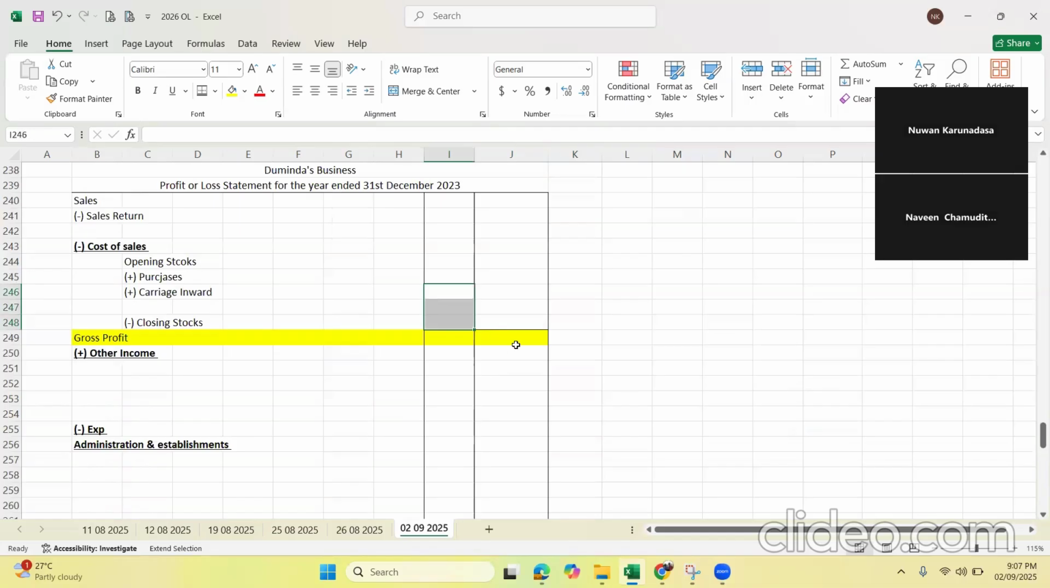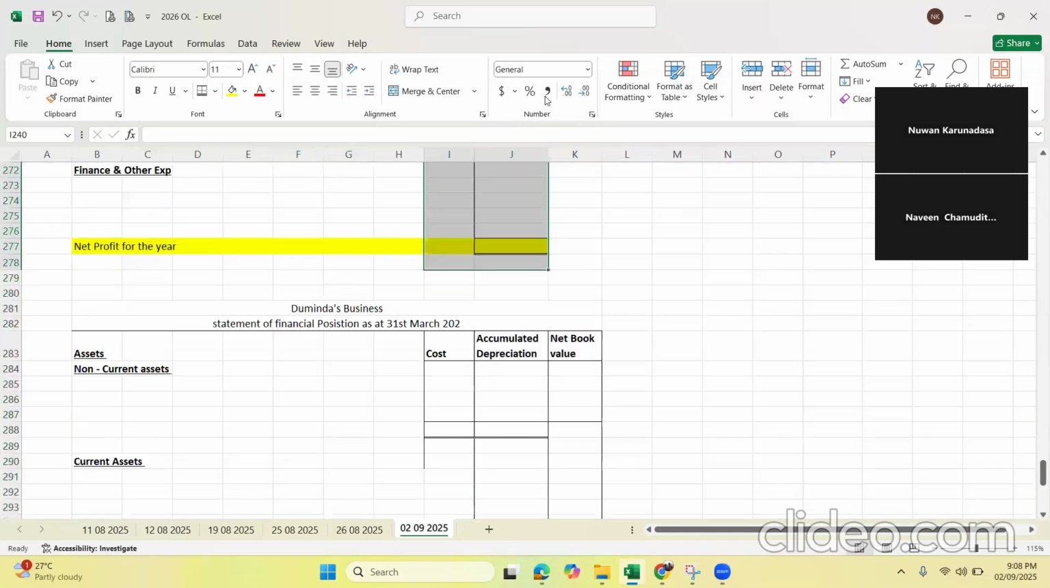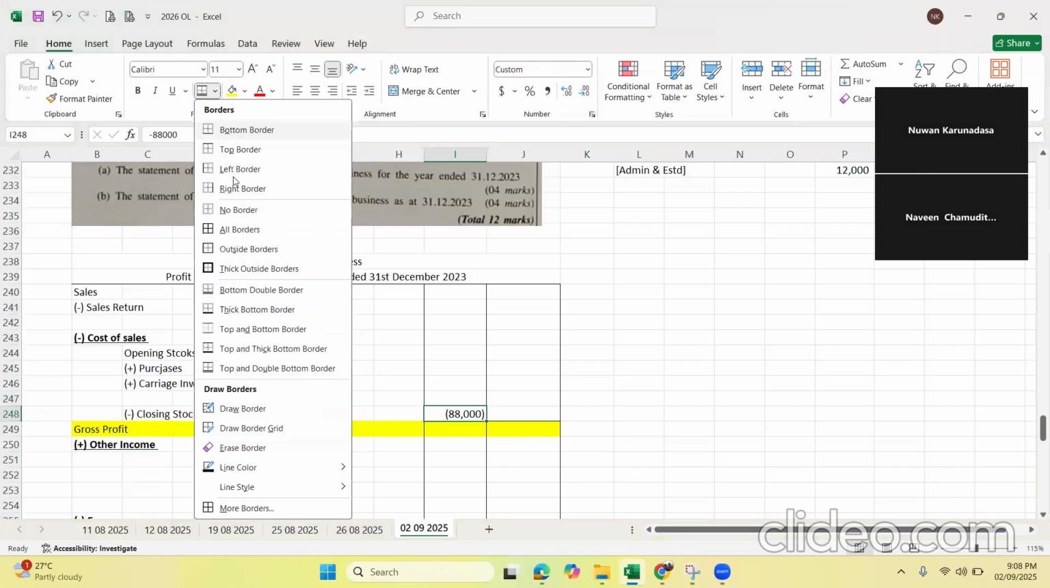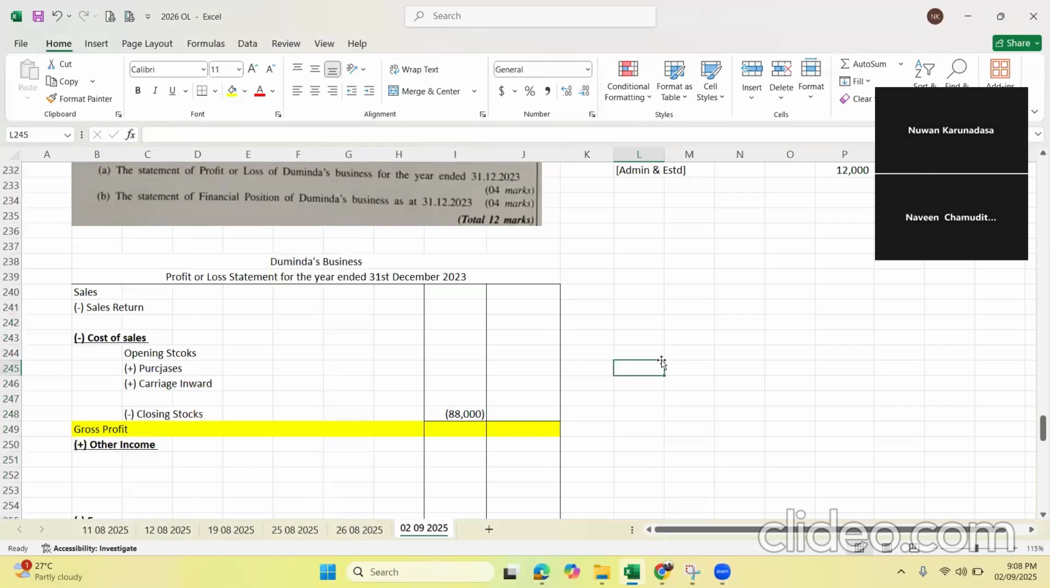Closing stocks here, 88,000. That is for the cost of sale calculation. Closing stock 88,000. Then this closing stock is an asset for us. Stock is an asset for us.